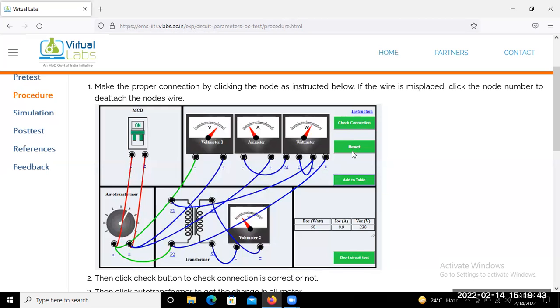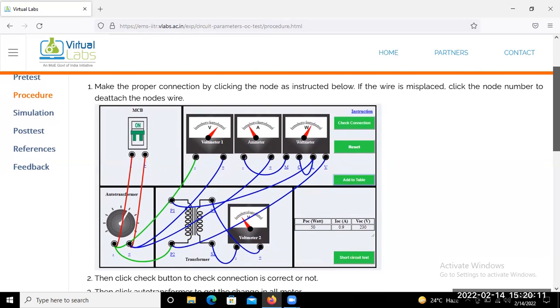Okay, and if you click the table, then you will get the data at no load, that means the wattmeter reading and ammeter reading, and this one is your voltmeter reading at the no load test. Okay, so in this way we try to simulate and perform this one by one. So you have to be concerned about the procedure.